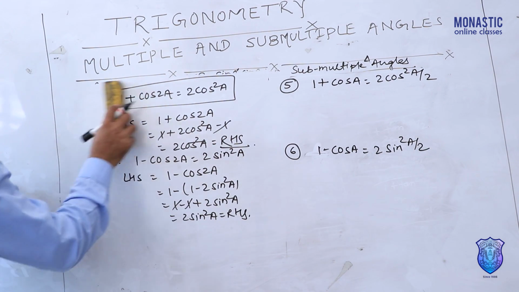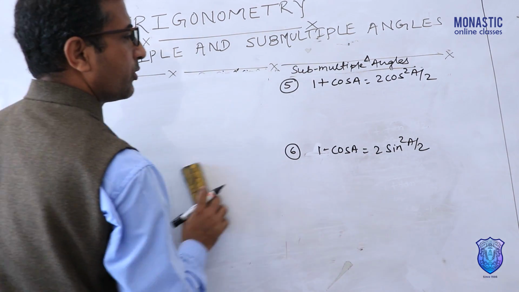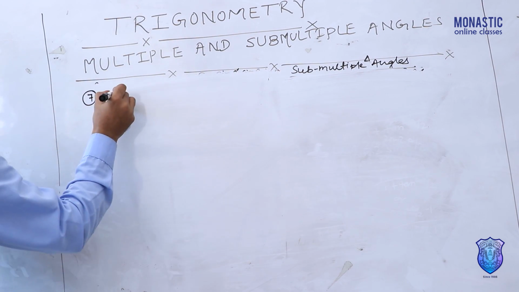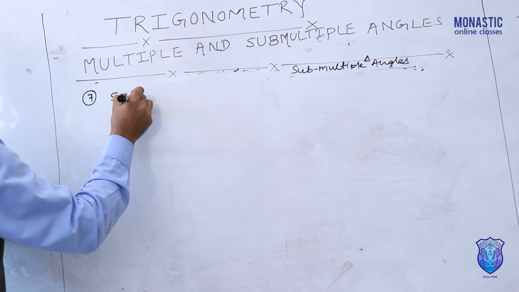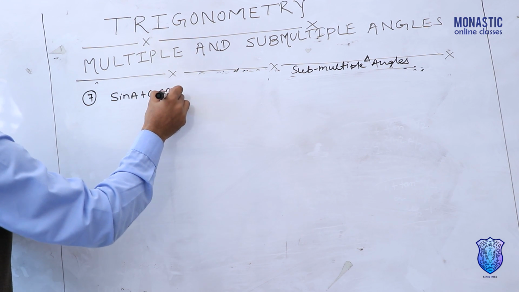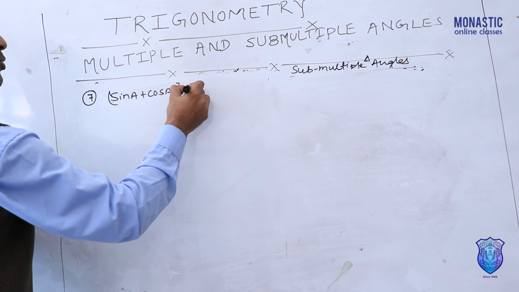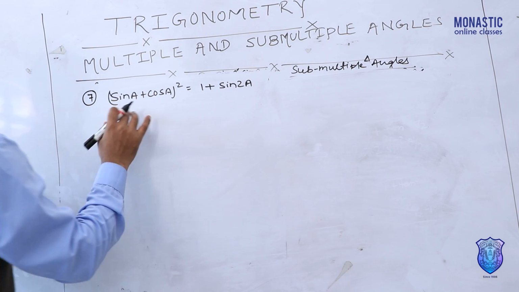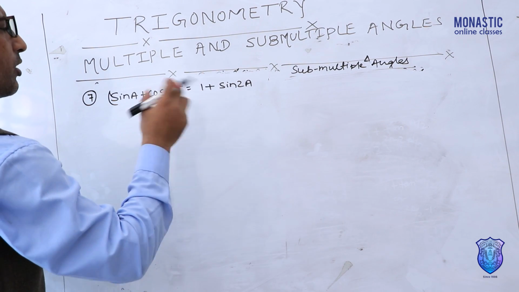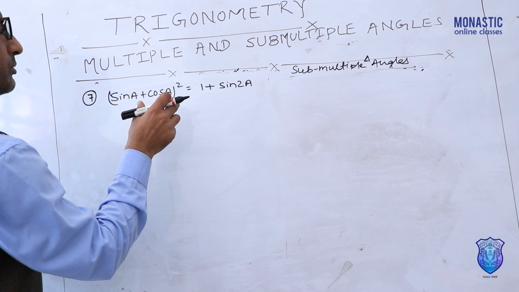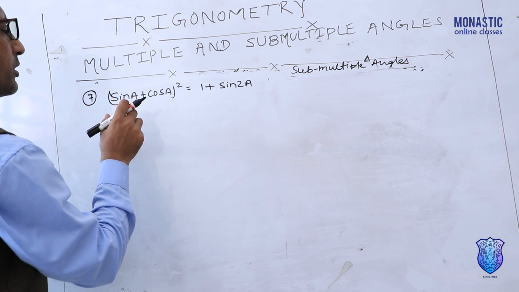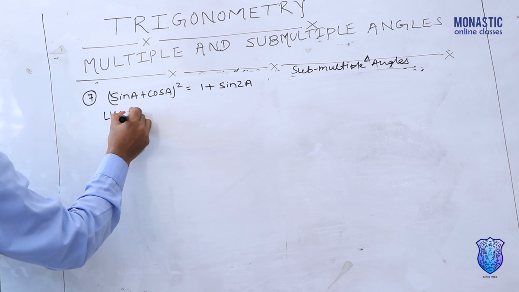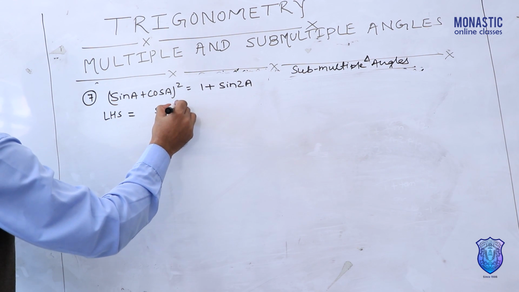A few more formulas which we will simplify. Sine A plus cos A whole square is 1 plus sine 2A. We can directly use this formula, or instead, when we are solving the question, we have to prove it, we can do a few steps the same as this, and the proof is completed.